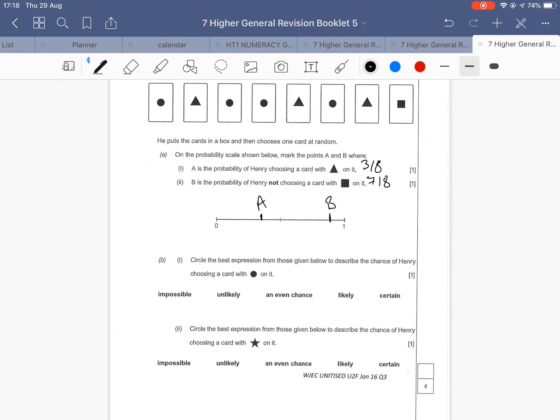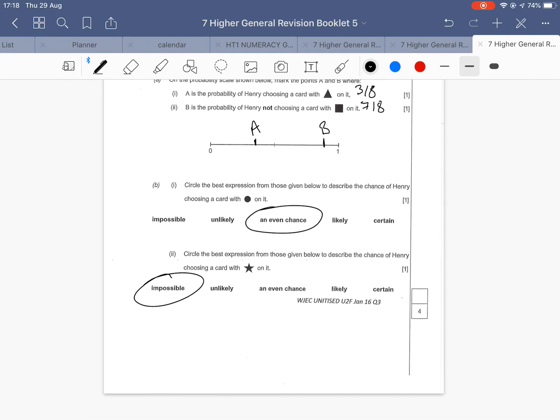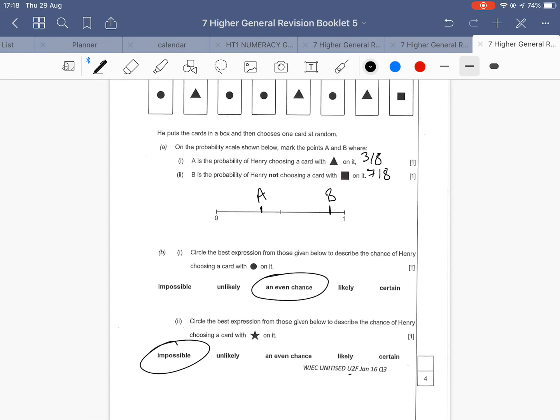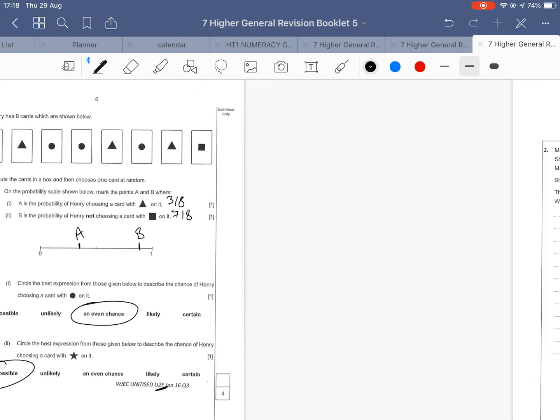Circle the best expression from those given below to describe the chance of Henry choosing a card with a circle on it. So there's 1, 2, 3, 4 circles out of 8. So that's half, so that's an even chance. Circle the best expression to describe the chance of Henry choosing a card with a star on it. There are no stars, so it is impossible. Again, you won't see that on higher tier. They've just put that in there probably to warm you up. And you can see from the bottom, it's from a foundation paper.